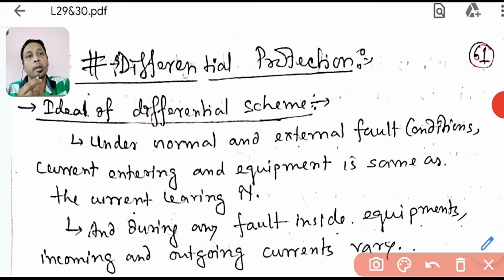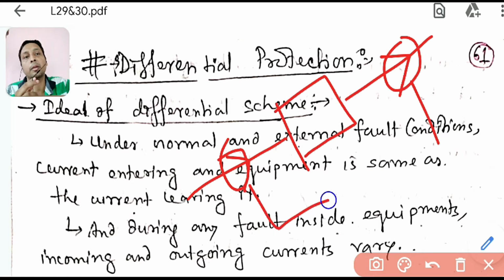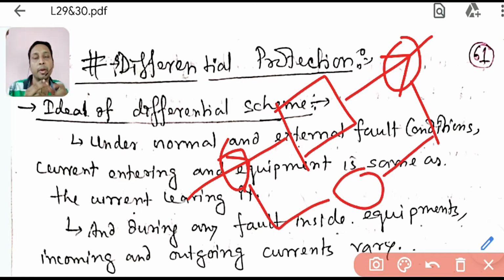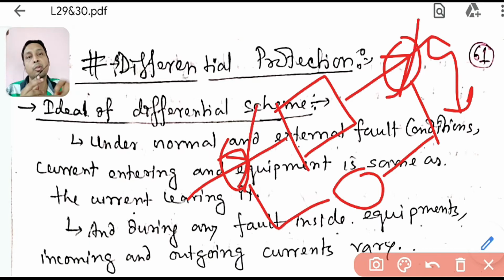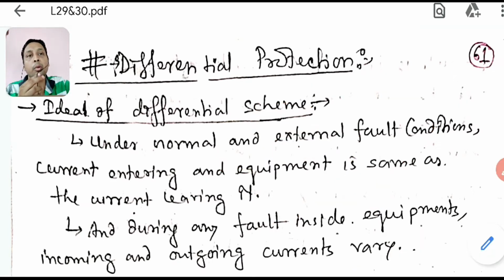Suppose you have an equipment, any equipment, and there is current entering and current leaving. You can compare these two currents. You have a comparator which will compare them. Under normal conditions and external faults, suppose there is a fault outside the equipment, these two currents will be the same. The current entering should be equal to the current leaving, so the difference will be zero. But if there is an internal fault, then the maximum current will pass through the fault path and the minimum current will go through the other, so there will be a difference. The idea is very simple: just compare the incoming and outgoing currents.